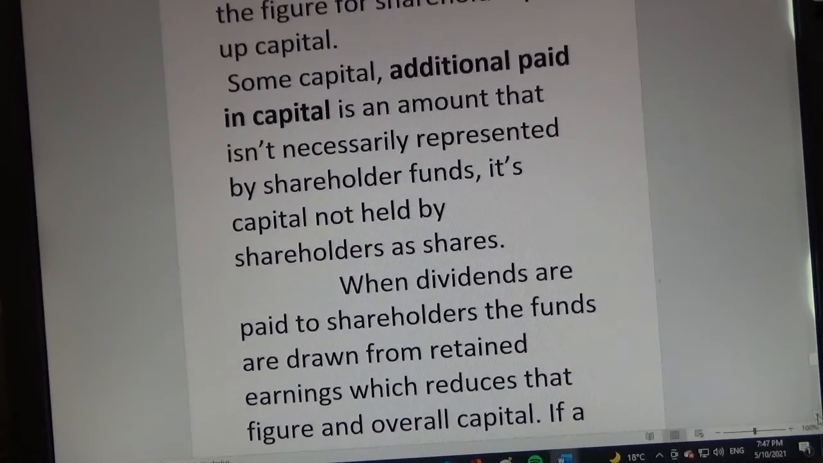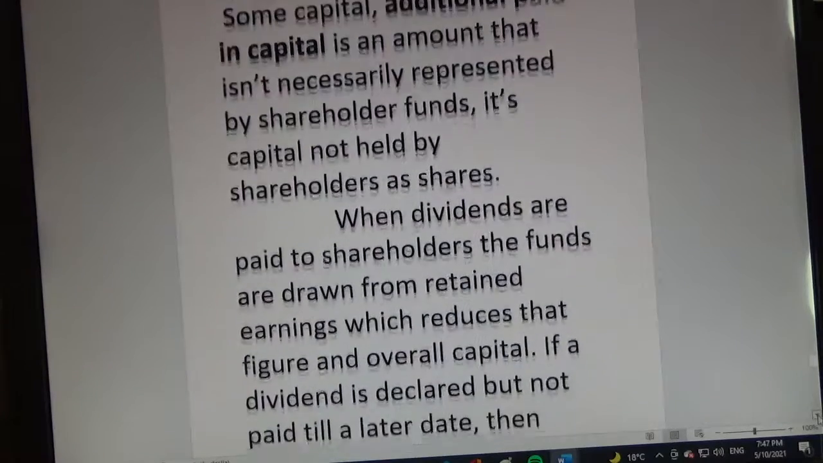Some capital, called additional paid in capital, might not even be shares at all. It's an amount that's on owner's equity that isn't a shareholding. It's just capital, not held by a shareholder as shares. It's capital with the company.